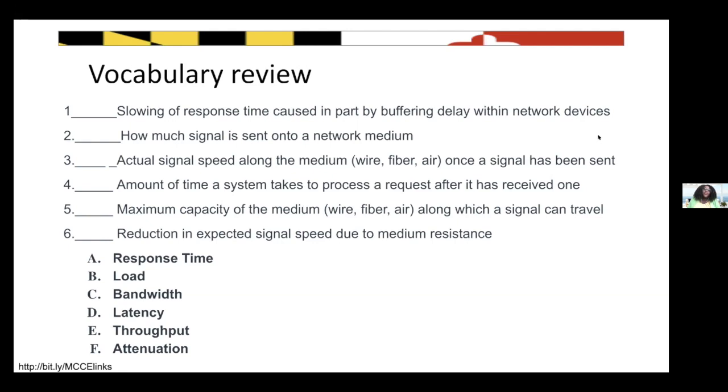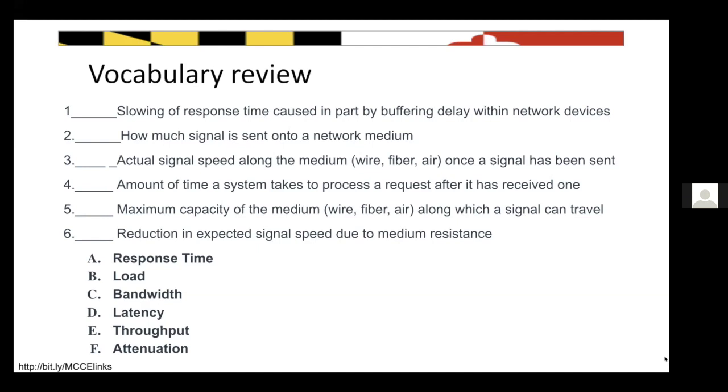Miss Tibbet, you want to take this up for us, please? Okay. Slowing of response time caused in part by buffering delay within the network. These are guesses because I'm not intimate with these yet. That's fine. We are in a safe place. This is a safe learning place, and we are good with what you have. Okay, so I would say slowing refers to lag, which leads me to latency, D. Fantastic, yay!